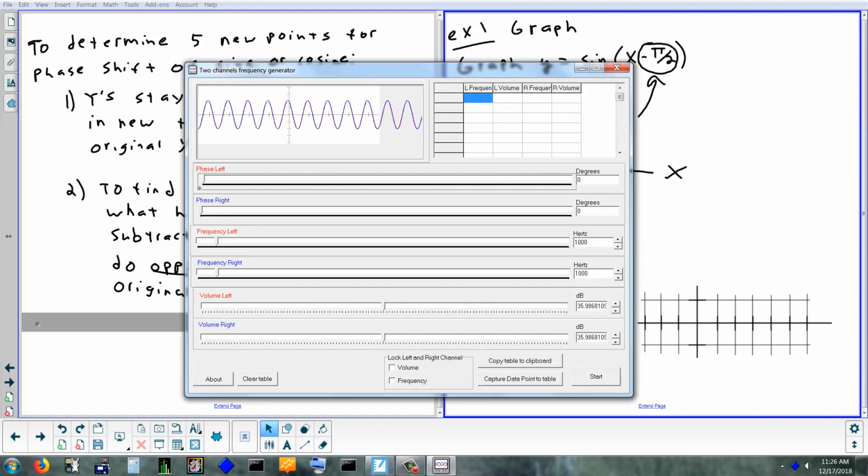I'll let you listen to it and you can tell me what you hear as I do it. Any thoughts what you're going to hear as I just start sliding it? So you think the pitch is going to change? All right, so that's one thing that could change. Any other thoughts?